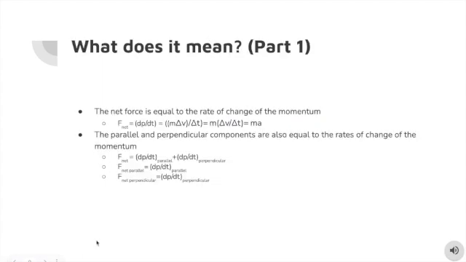How does the net force and its parallel and perpendicular components relate to the rate of change of momentum and its components? Well, the net force is equal to the rate of change of momentum, which can be derived from F net equaling the derivative of the momentum over the derivative in time, which can translate to mass times acceleration, which is also Newton's second law. And the parallel and perpendicular components are also equal to the rates of change of the momentum, because the net force is equal to the derivative of momentum over time parallel plus the derivative of momentum over time perpendicular.